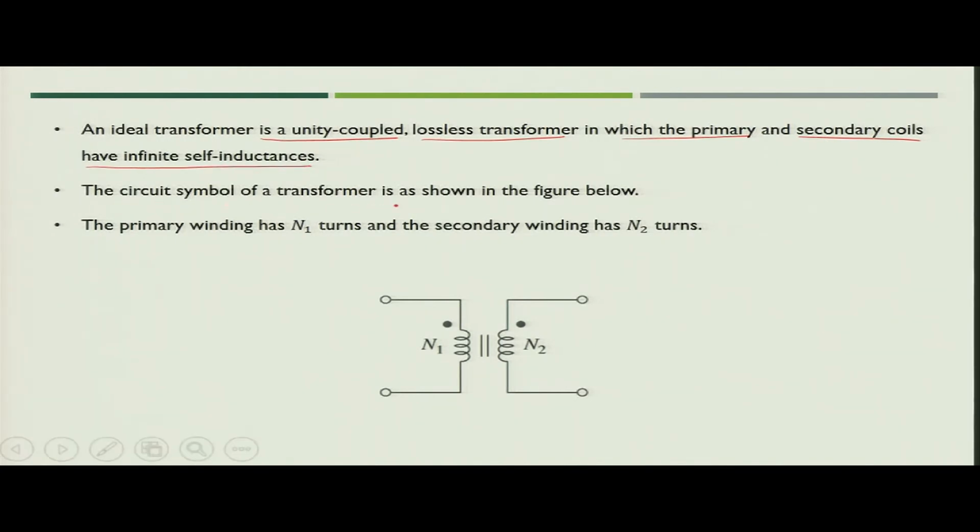The circuit symbol of transformer we generally show like this, where we have the coil 1 and 2, and the number of turns in primary coil as N1, number of turns in secondary coil as N2, and the double lines in between two coils shows that the core is present in the transformer. Now, primary winding is having N1 turns and secondary is having N2 turns.